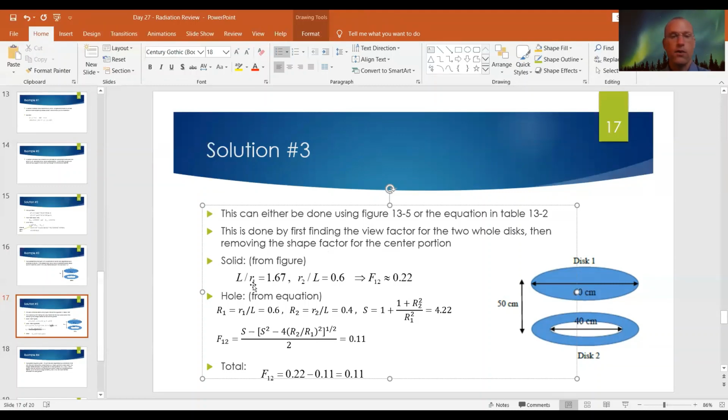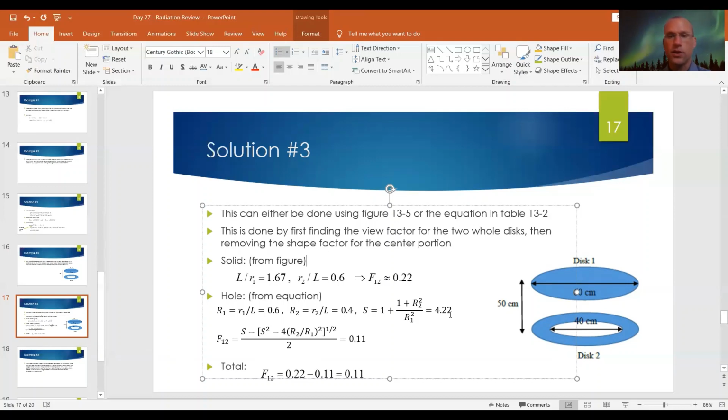I need L over R1. L being the separation distance, 50 centimeters, R1 being the radius of 30 centimeters, gives me 1.67. R2, because I'm assuming my second disc is whole, again is 30 centimeters. Separation of 50 centimeters gives me 0.6. I can then find from the graph, page 600 something, 603 to 607, there's a graph. I find that F12 is roughly 0.22 for the entire complete disc view factor.